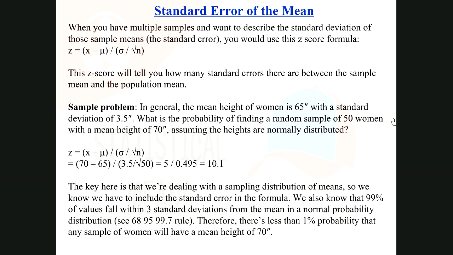This is another measure, the standard error of the mean. So when you have multiple samples and want to describe the standard deviation of those sample means, it's referred to as the standard error. You would use a z-score formula, z equals x minus mu divided by sigma divided by the square root of n. So this z-score tells you how many standard errors there are between the sample mean and the population mean.